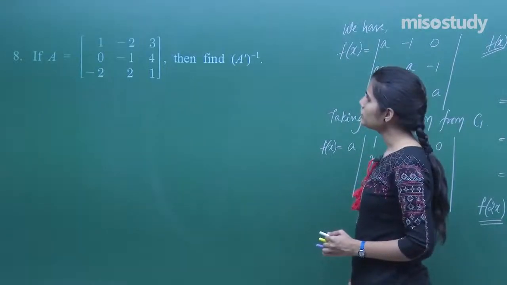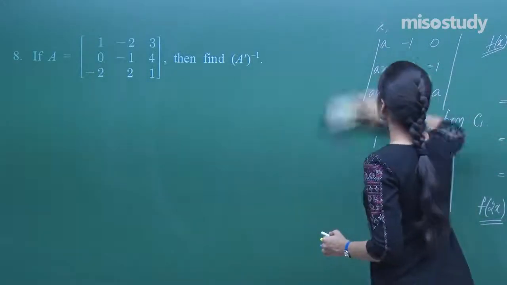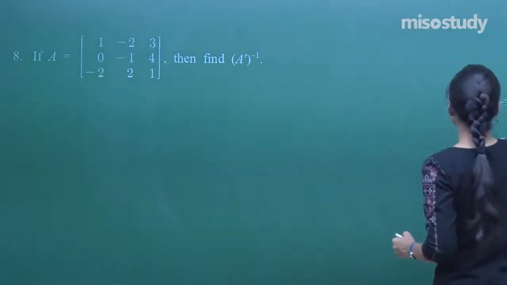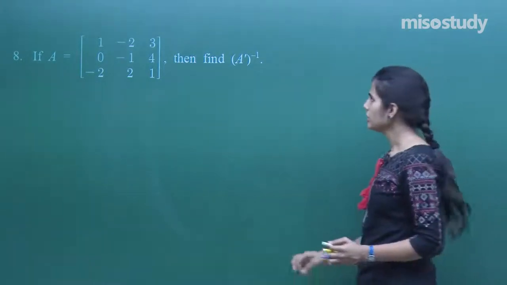Moving to the next question, we have, if A is this, then find the transpose of A's inverse. Okay, you have to find the inverse of A transpose. See, you all know that the inverse of a matrix exists only when its determinant is not equal to 0.